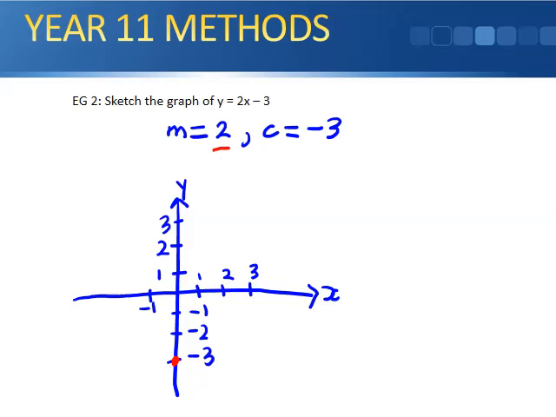Now, this gradient is 2 over 1. The 1's not there. So what we do is, because it's a positive gradient, it's not shown there, but it is a positive gradient. Starting at the y-intercept, we go up, being positive, 2 units, so there we go. And now across 1, because of the denominator being 1. So that's our graph there. And we're going to draw a straight line through there.